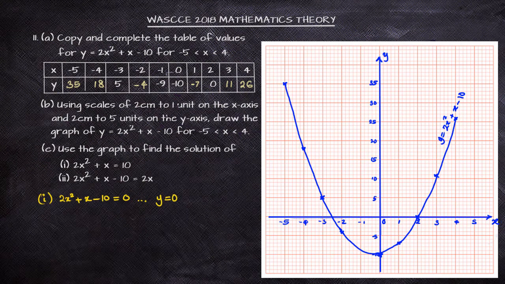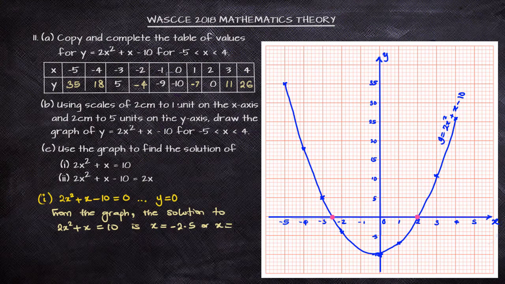So if you are to trace that here, let me use another ink. This is the first point and this is the second point. These 2 points are the solution to the equation 2x squared plus x minus 10. And from the graph, if you are very observant, this solution amounts to x equals minus 2.5, and then on the right hand side it is 2. So that is the solution to 2x squared plus x equals 10.